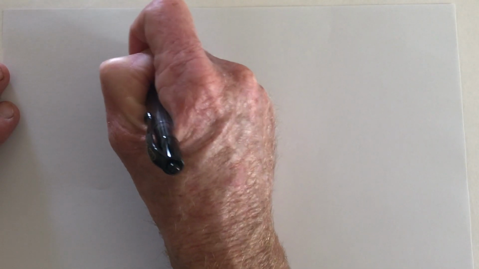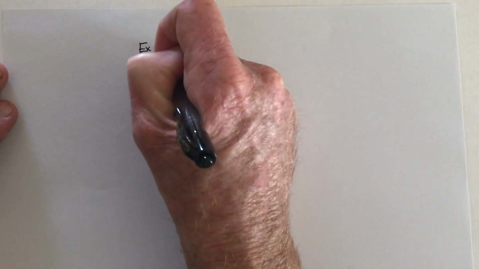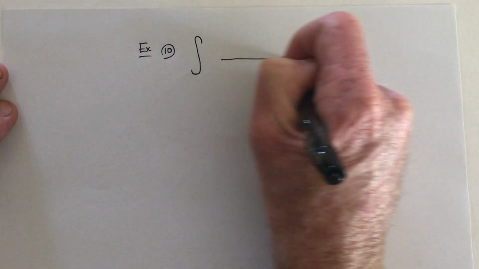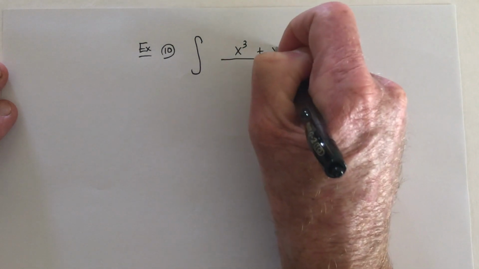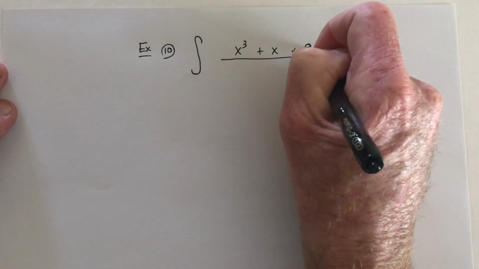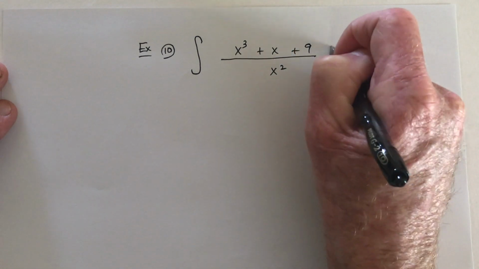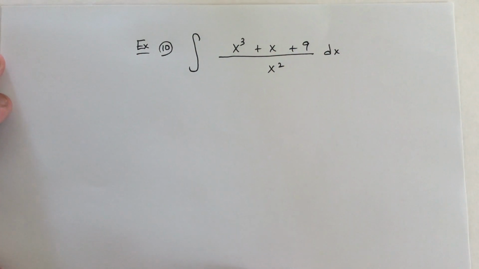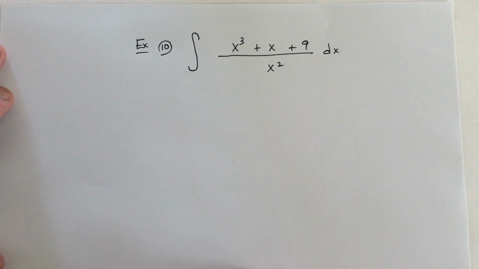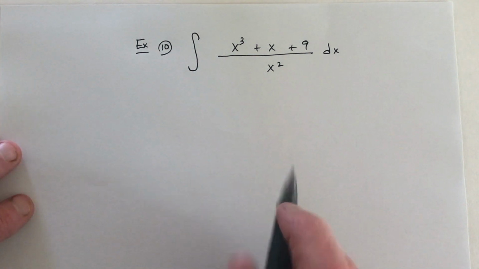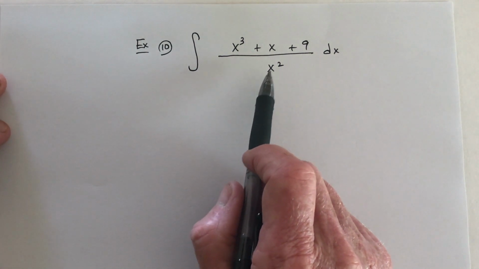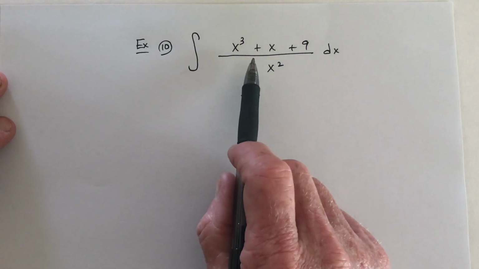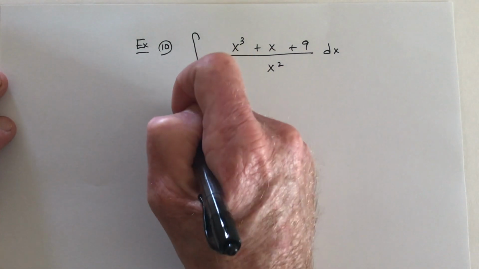So for example number 10, find the antiderivative. On the top, it's got x cubed plus x plus 9. On the bottom, it's got x squared. Well, this is a big old fraction, and finding the antiderivative for a fraction can be very difficult. So what I'm going to do is take this and divide it into 3 easier problems.